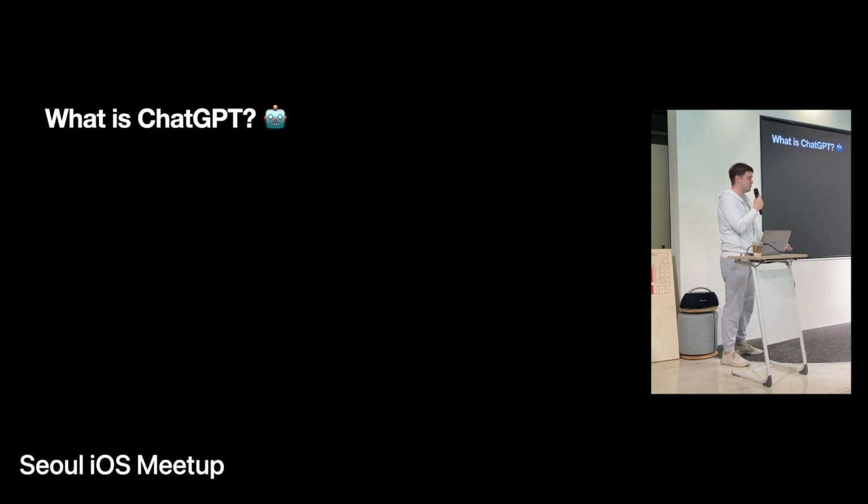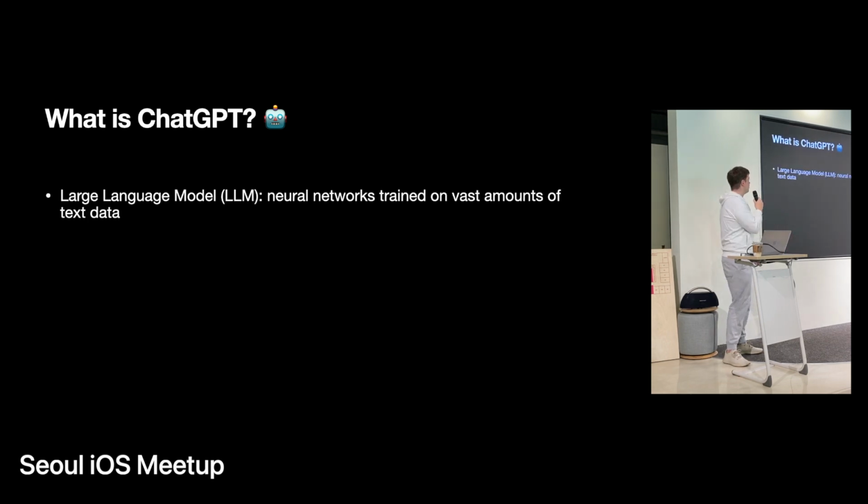So what is ChatGPT? Just a very brief overview. It's a large language model, LLM, which is a neural network trained on vast amounts of text data. Basically, they took most of the internet as text, dumped it in, and let it train on that text, and it made sense of it, which is amazing by itself.